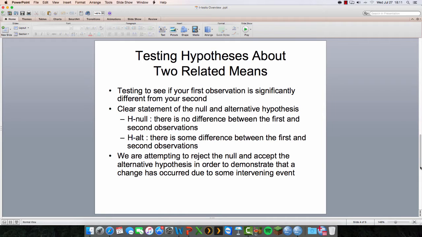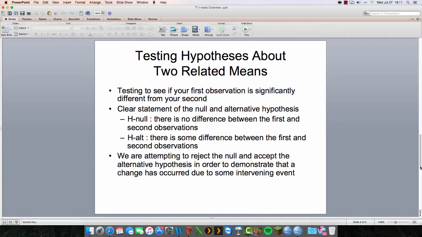And here, once again, we're attempting to reject the null, and remember to say reject the null when you write about it, not accept the alternative, but that's really what we're doing. But say reject the null. You can say reject the null in favor of the alternative if you'd like, but reject the null in order to demonstrate that a change has occurred due to some intervening event.